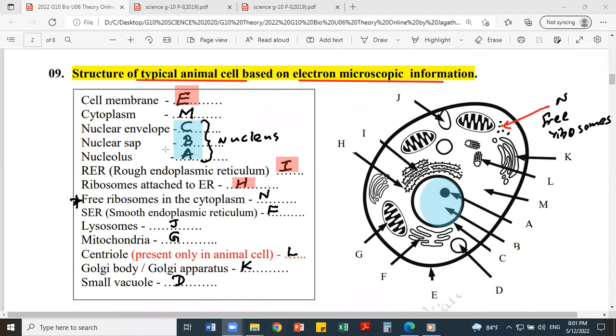Right. Is anyone still copying down? Shall I read this? Don't worry, we are going to discuss one by one in detail. This is just to identify everything in the cell. Right, I'll erase this, and now let's see the animal cell and the plant cell.